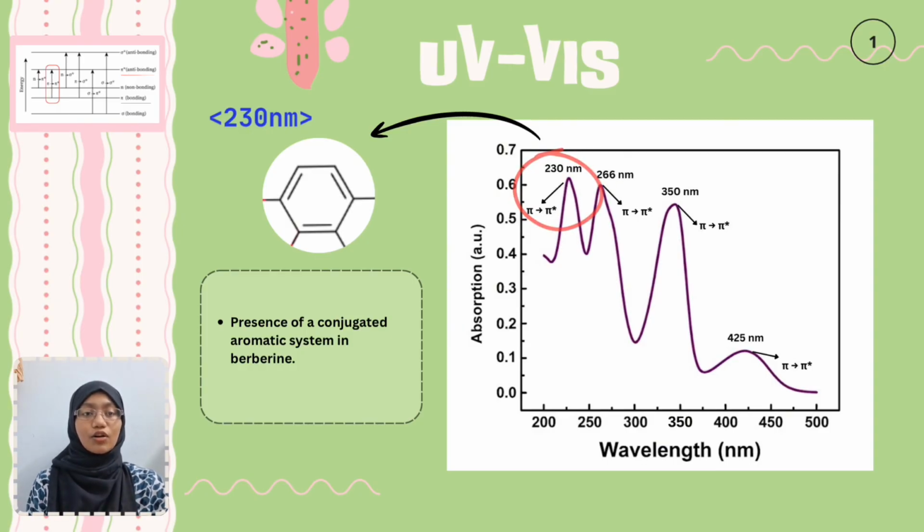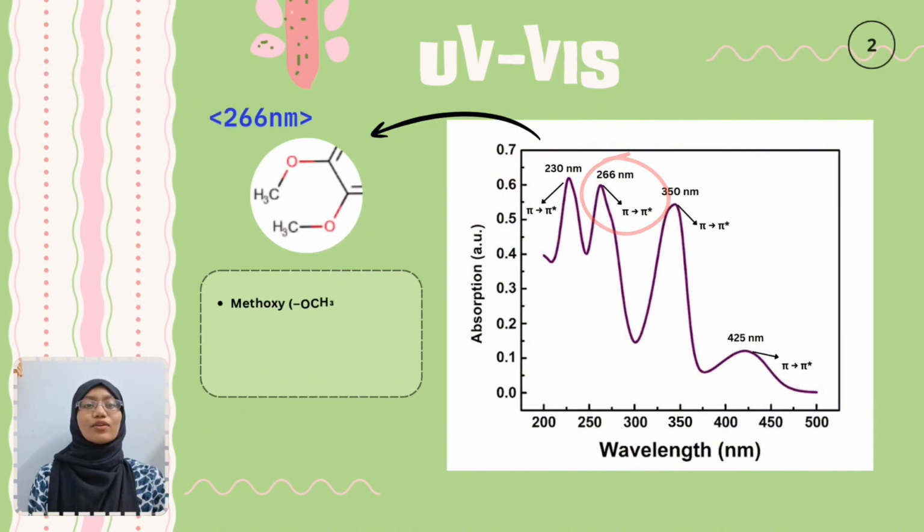So, to conclude, the presence of the peak at 230 nm provides crucial evidence regarding the chemical structure of berberine. It confirms the existence of the conjugated aromatic system within the molecule. So, overall, this spectroscopic data is highly consistent with the structural profile of the berberine that we are studying.